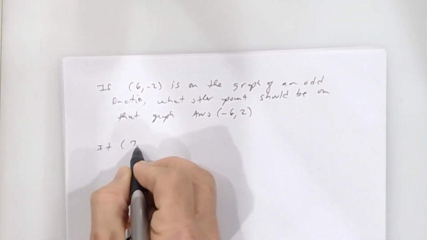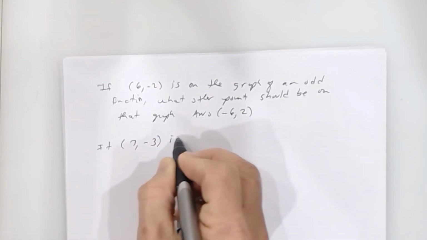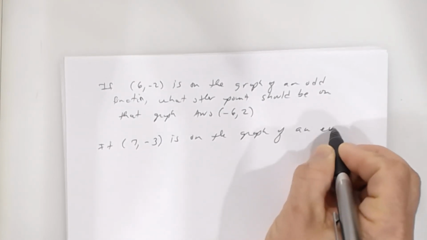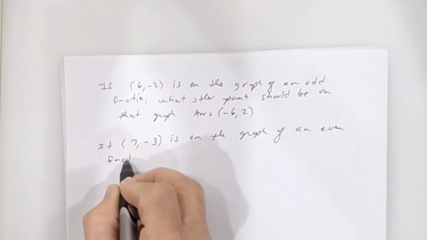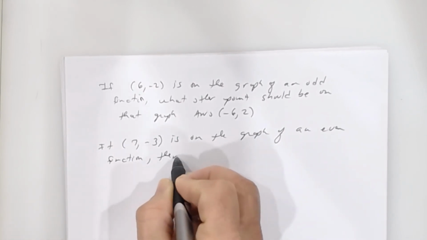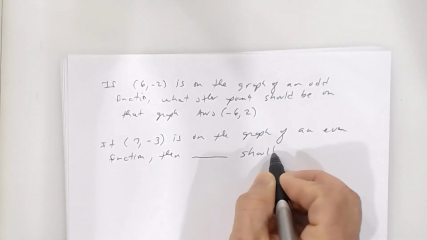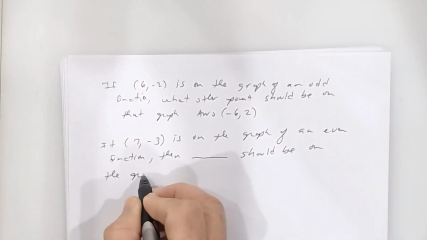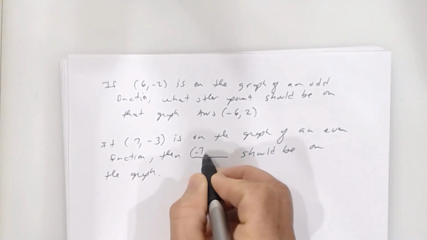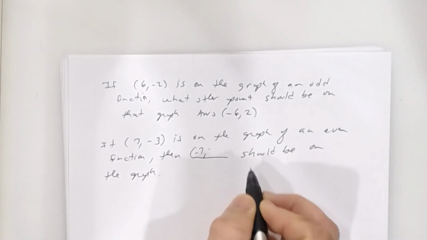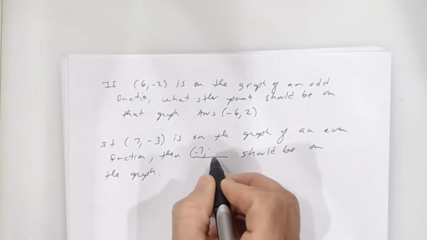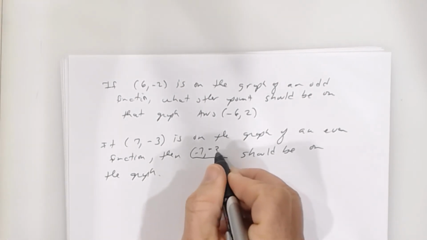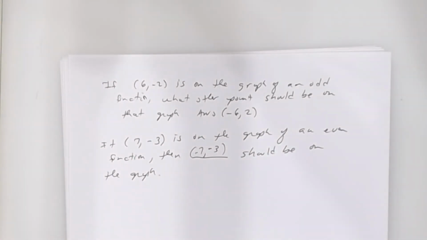If 7, negative 3 is on the graph of an even function, then blank should be on the graph as well. Negative 7, negative 3. Positive 3, right? Oh, I'm sorry, this is even. I'm sorry, this is even. So the y stays the same, so it's negative 7, negative 3. So it's even. I was thinking it was still odd.